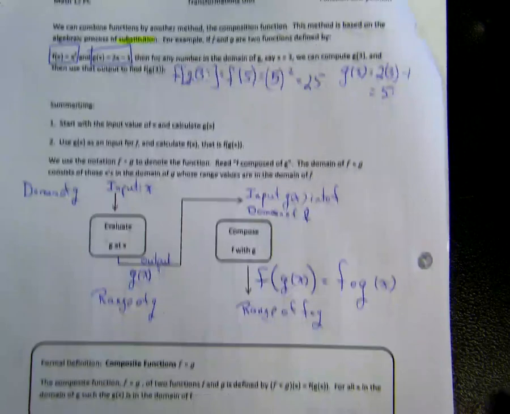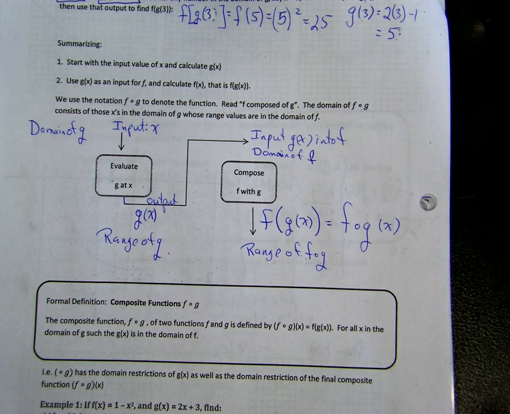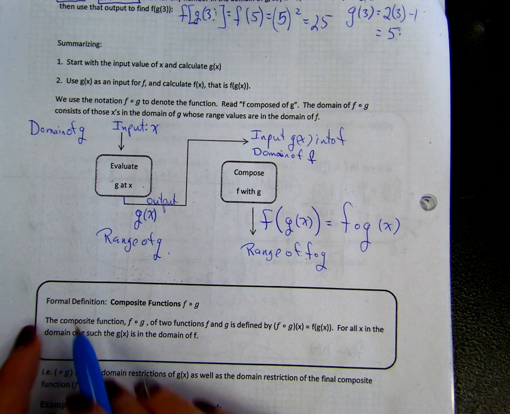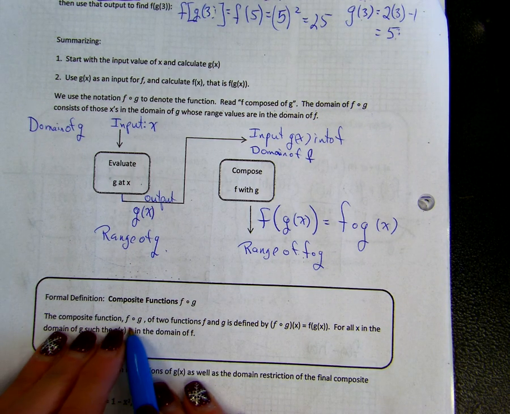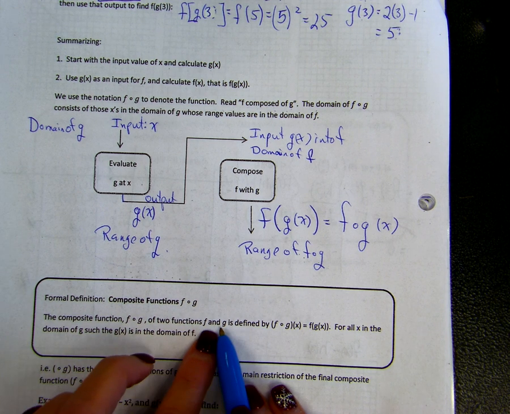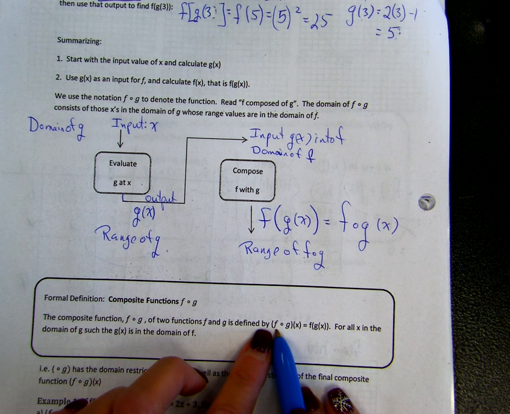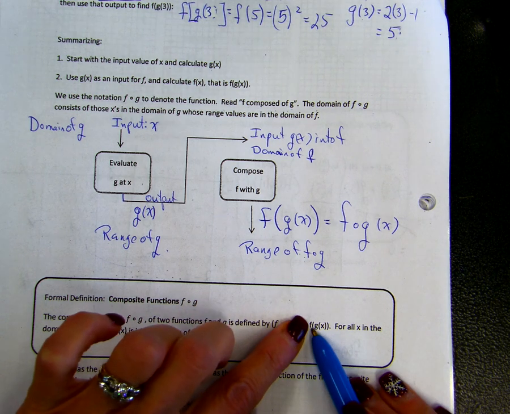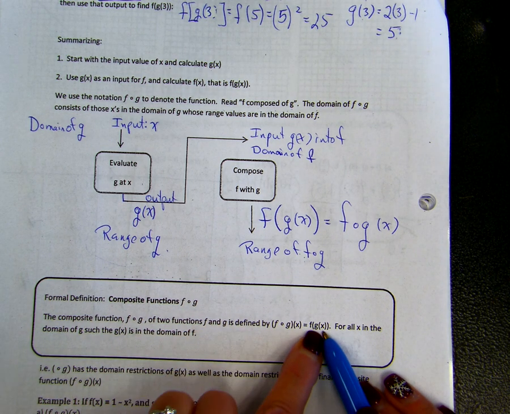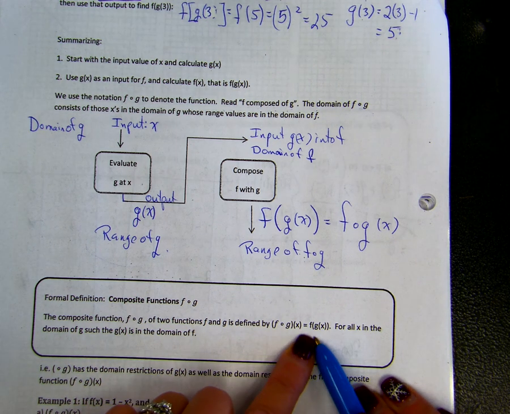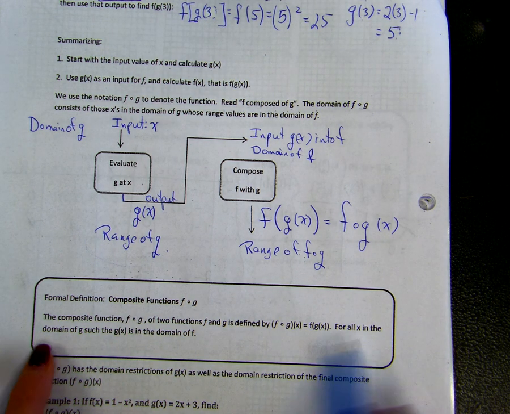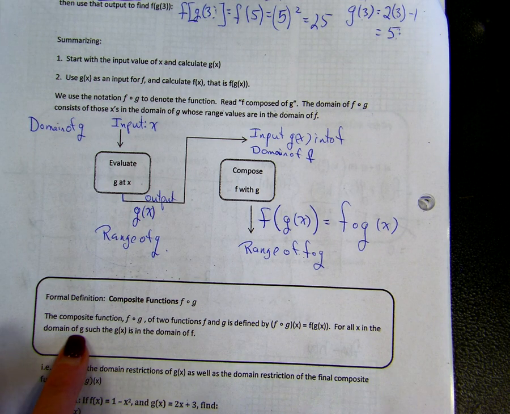So here's your formal definition, and then I will give you a laundry explanation. Formal definition of composite functions f composed of g. The composite function f composed of g of two functions f and g is defined by this. F composed of g at x is f acts on g at x. G at x is the inside function, that becomes the input into f. For all x in the domain of g, such that g of x is in the domain.